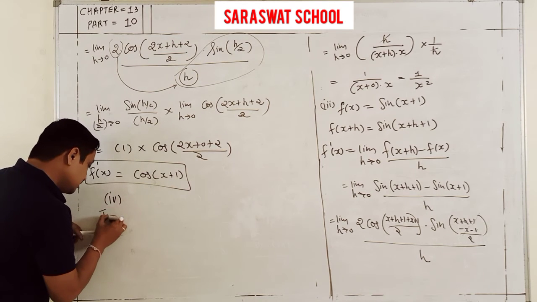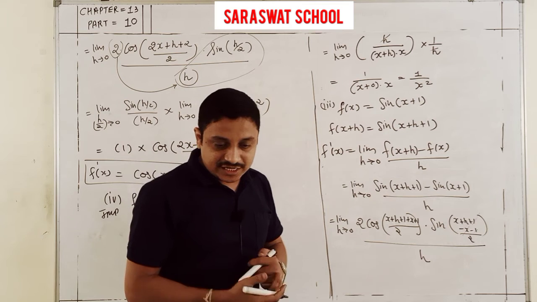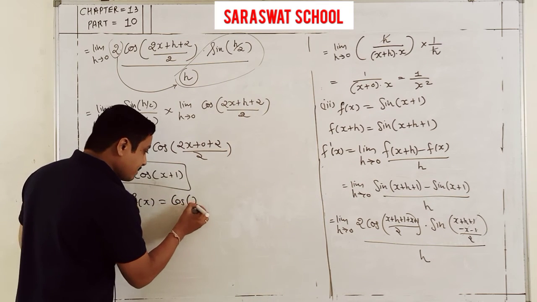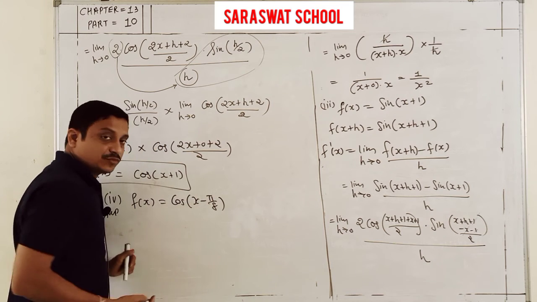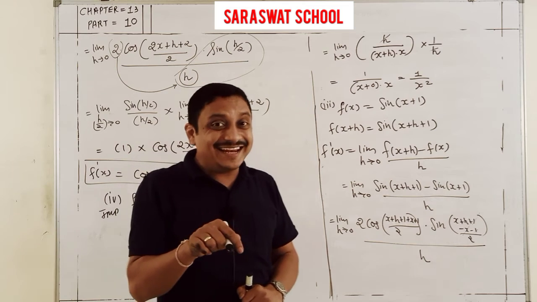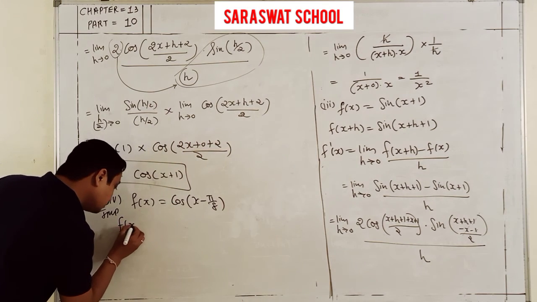Now fourth, it is important. f of x is given and the question is cos of x minus pi by 8. One more time repeat, cos of x minus pi by 8. Your answer is minus sin of x minus pi by 8. But I will go to definitions.